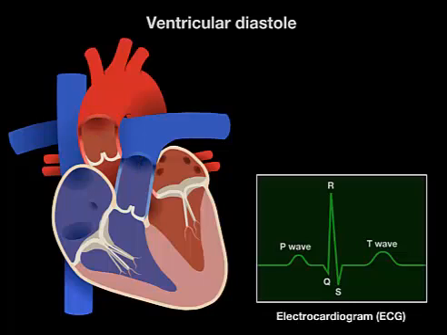The heart sound associated with closure of the aortic and pulmonary valves is known as S2, often described as dub. After the aortic and pulmonary valves close, pressure in the ventricles continues to decrease. When intraventricular pressure falls below the pressure in the atria, the AV valves open and the cardiac cycle begins again.